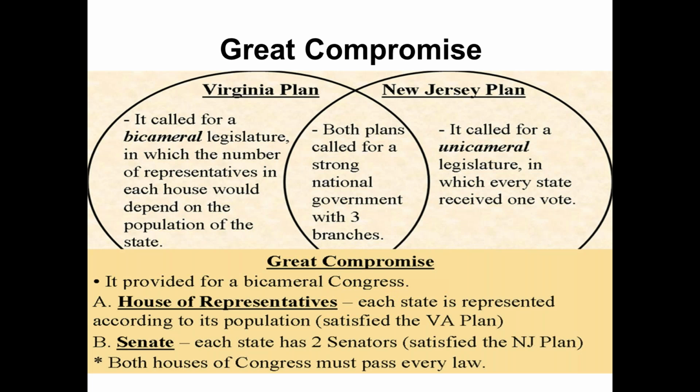It said that there will be a bicameral legislature, a bicameral Congress. Congress, as I told you, is the name of the American Parliament. In fact, the Indian Congress, the Congress Party, borrowed their name from this institution in America. It will have two houses: the House of Representatives, where each state is represented according to its population. This is what the Virginia plan wanted. And then there will be a Senate, something compared to Rajya Sabha, you can say. Each state shall have two senators, which the New Jersey plan wanted.